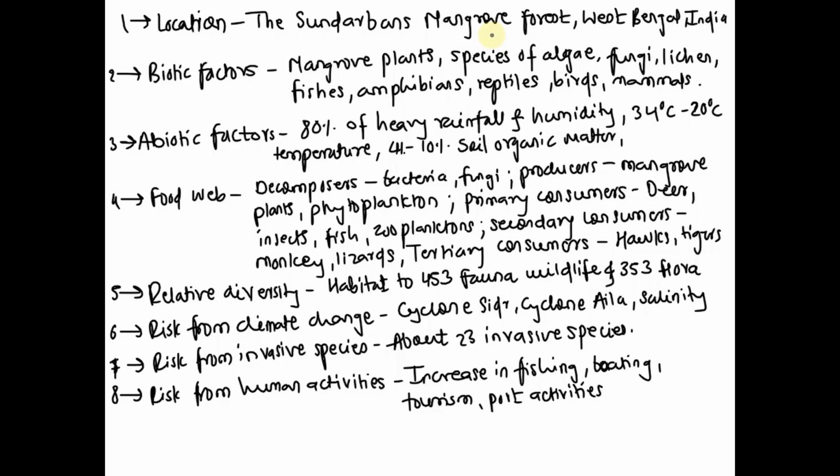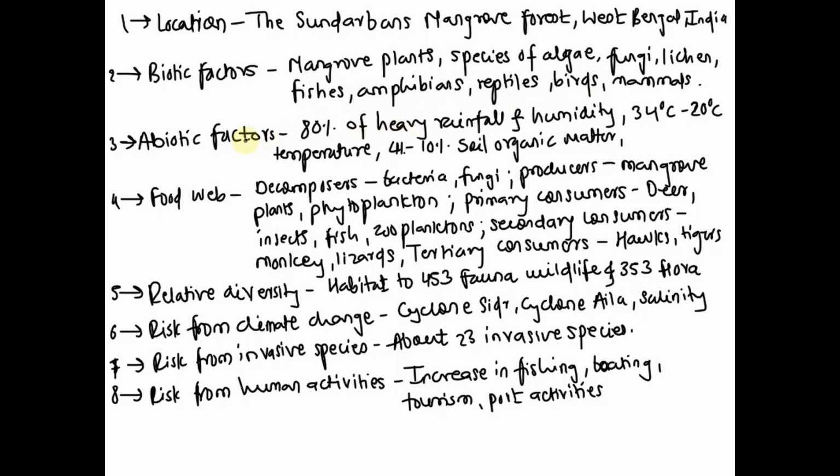It covers about 10,000 square kilometers in the delta of Ganges and lies in the southeast of Kolkata and borders the Bay of Bengal. Here, biotic factors include mangrove plants, species of algae, fungi, lichens, fishes, amphibians, reptiles, birds, and mammals.